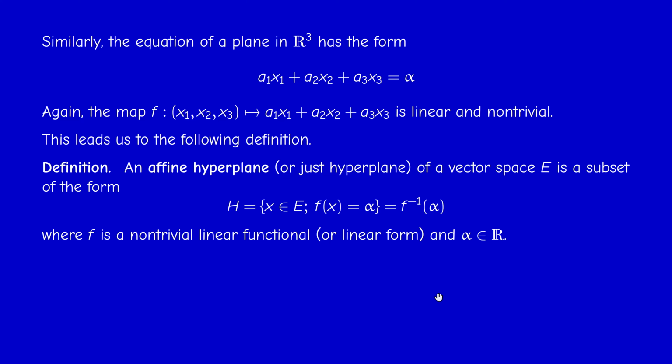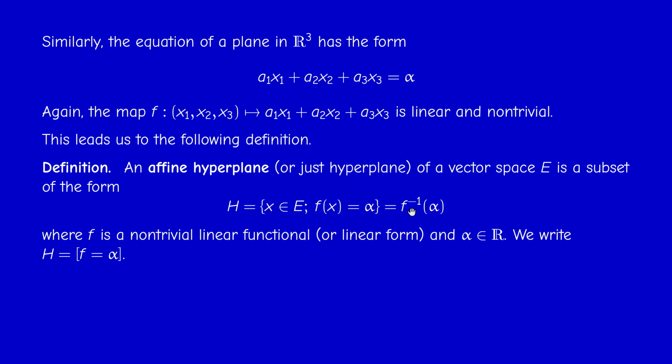So a hyperplane, or an affine hyperplane, is characterized by two things: a linear form, or a linear functional if you like, which is not identically zero, because if f is identically zero, we saw what happens. We either get the whole space or the empty set, and this is not a hyperplane. So a hyperplane is denoted by this symbol.